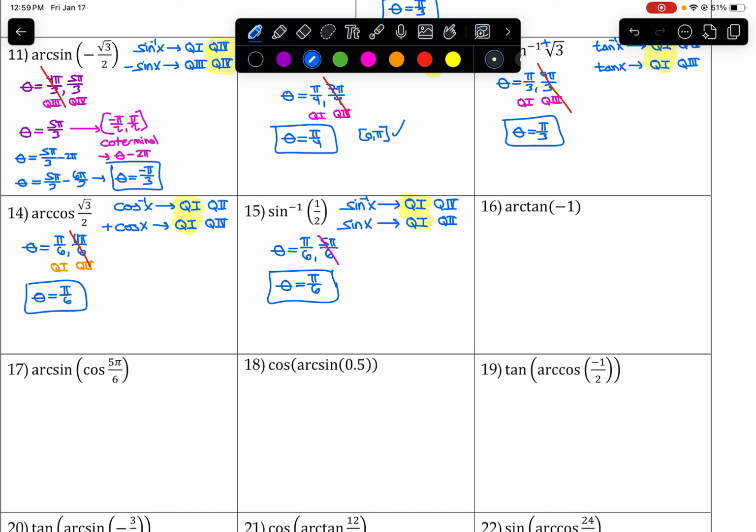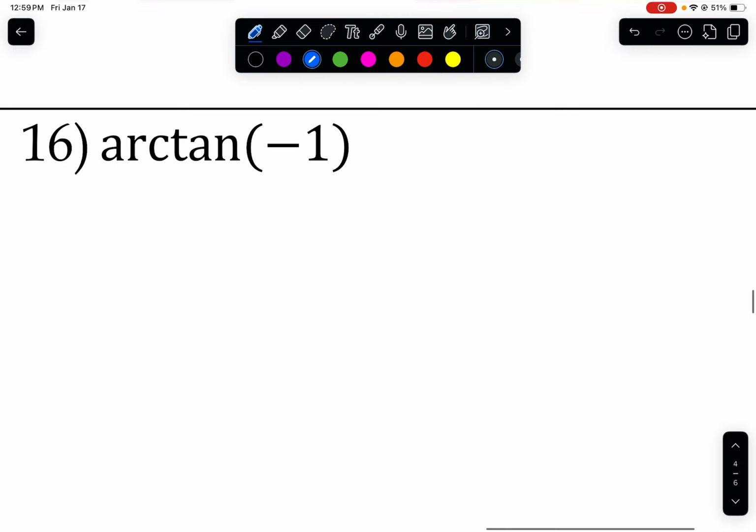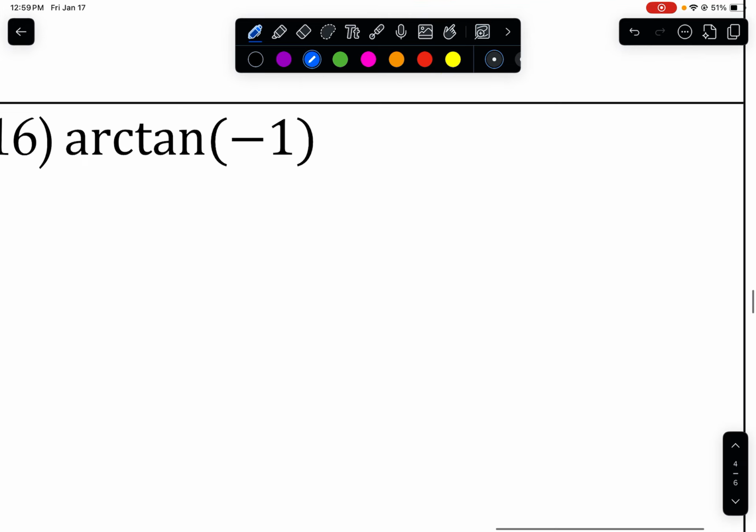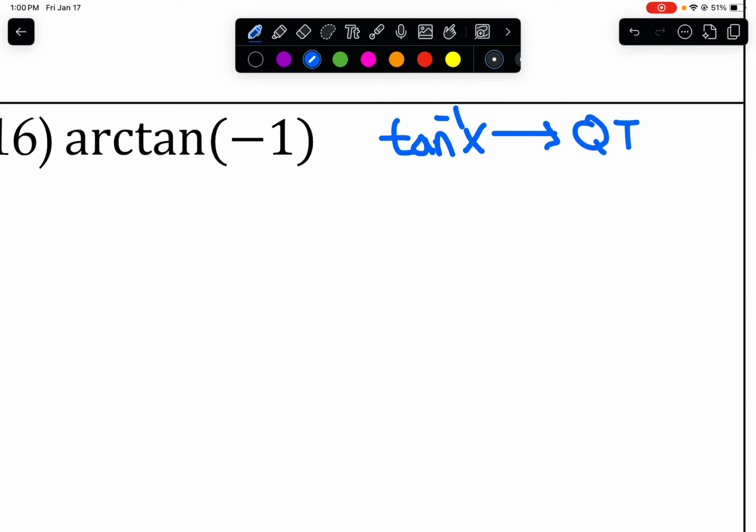So, all right, now for the tangent, I'll say the tangent ones are kind of annoying. Okay, so inverse tangent, we can be in quadrant 1 or 4.